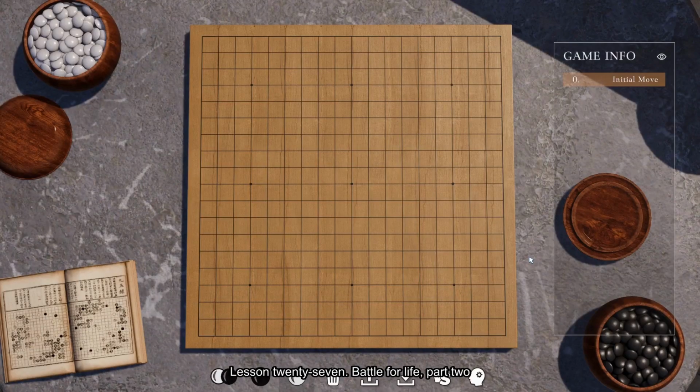Lesson 27, Battle for Life, Part 2. In our previous lesson, we learned the basic rules of a battle for life. More liberties beat fewer liberties, and with equal liberties, the one who plays first wins. Based on this principle, let's look at a problem.